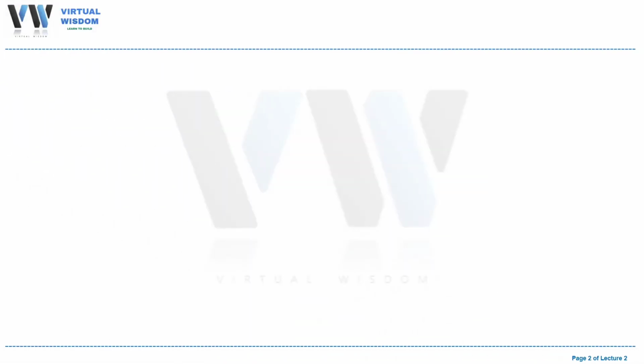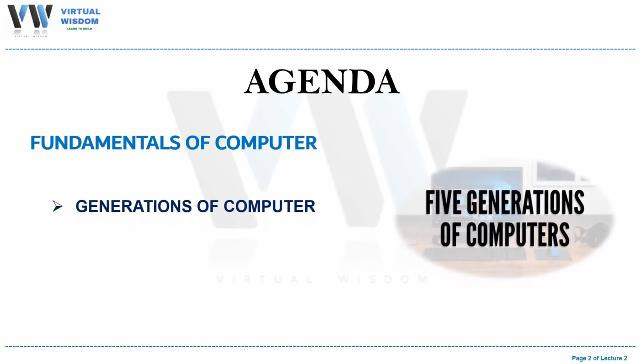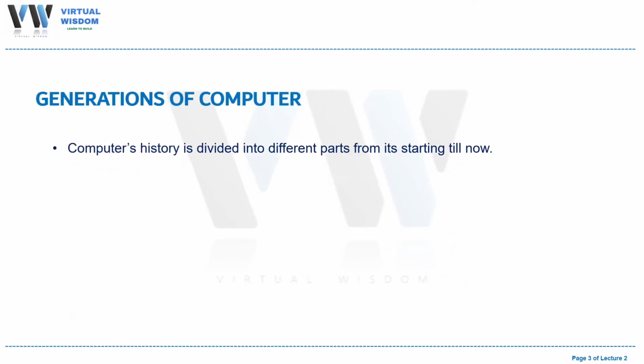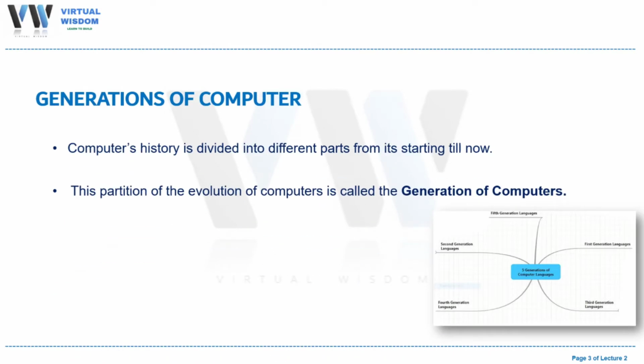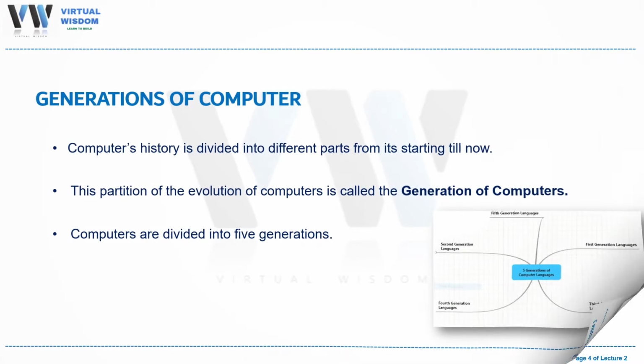The topic of today's discussion is generations of computer. In today's discussion we will know about the multiple generations of computer. History of computer is a chain that runs from the ancient abacus to the modern computer of present age. This history of computer is divided into parts called the generation of computer. Computers are divided into 5 generations on the basis of major technological developments at that time.